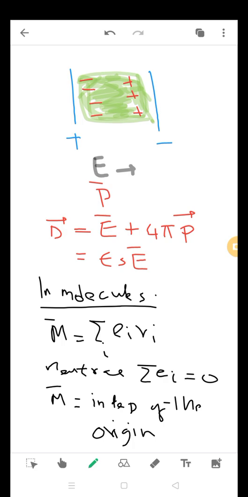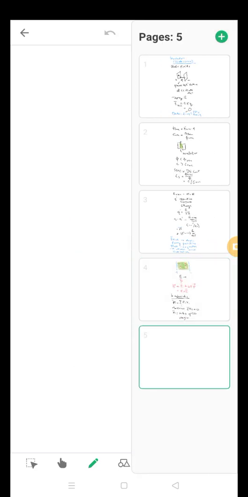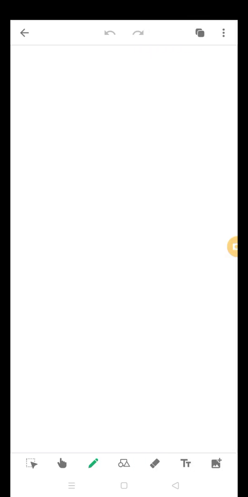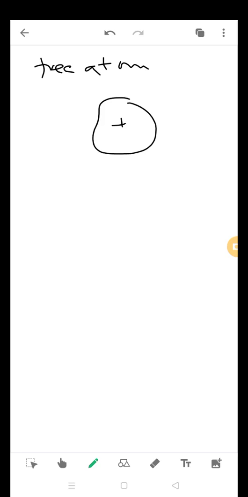Now whenever we are applying an electric field to a molecule, we know that, for example, a free atom, we'll consider molecules later. In a free atom, the construction is there is a positive nucleus surrounded by an electron cloud. Okay, so whenever we are applying an electric field, it will cause some induced dipole moment.